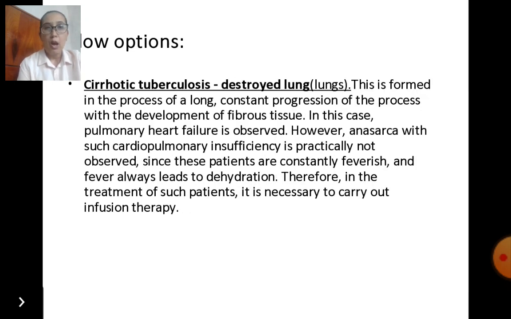Cirrhotic tuberculosis, destroyed lung or lungs. This is formed in the process of a long constant progression of the process with the development of fibrous tissue. In this case, pulmonary heart failure is observed. However, anasarca with such cardiopulmonary insufficiency is practically not observed, since these patients are constantly feverish and fever always leads to dehydration. Therefore, in the treatment of such patients, it is necessary to carry out infusion therapy.